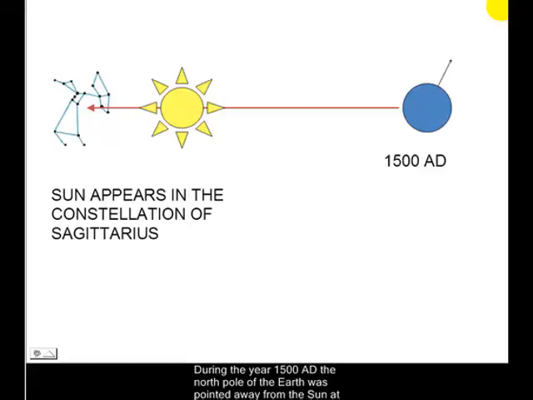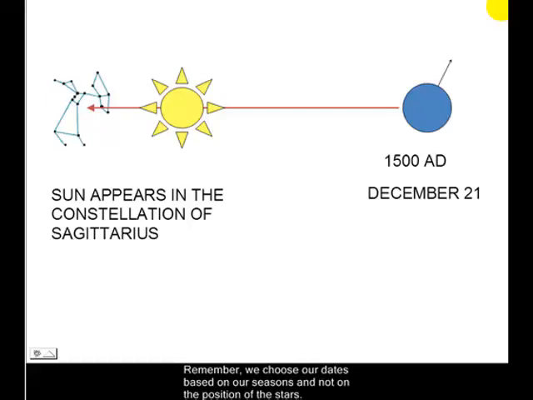During the year 1500 AD, the North Pole of the Earth would be pointed away from the Sun at this position in the orbit, and therefore we would call this date December 21st. Remember, we choose our dates based on our seasons and not on the position of the stars.